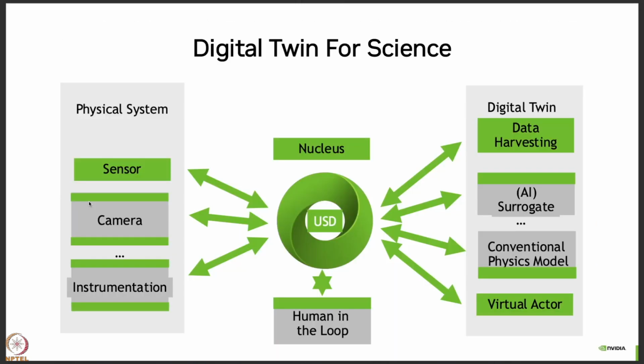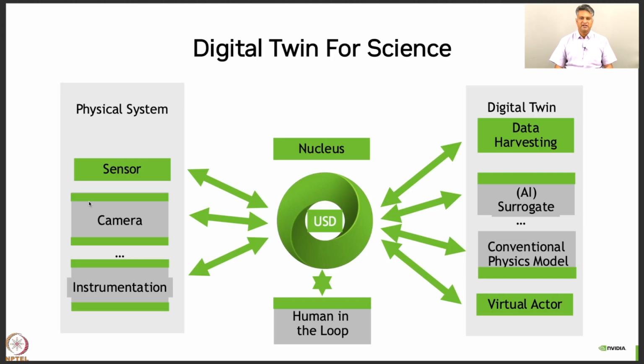Similarly, there is a case for doing digital twins, especially for science. For example, if we have a physical system which has sensors, cameras, and different sorts of instrumentation, which is capturing some sort of experimental data, that requires a lot of money. It also requires human beings to run these experiments. We can then create a twin, a digital twin for this in the virtual world.